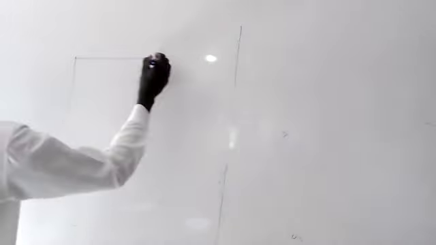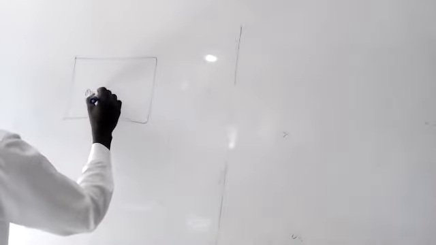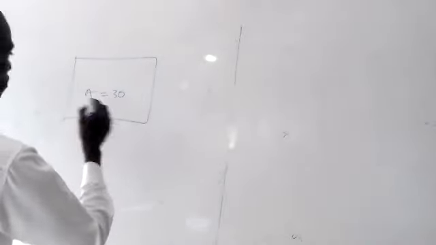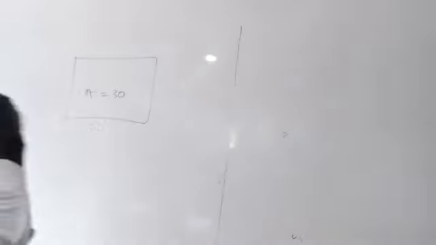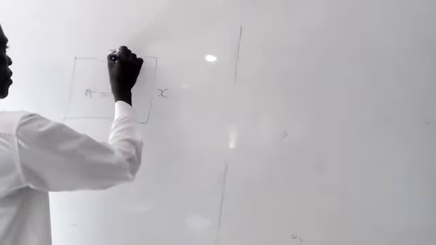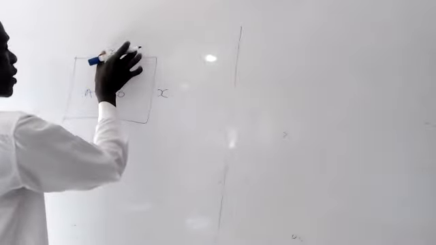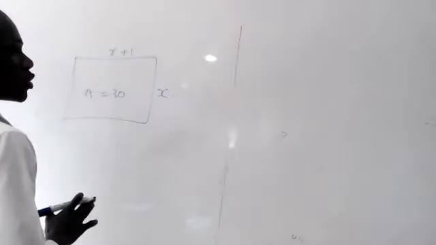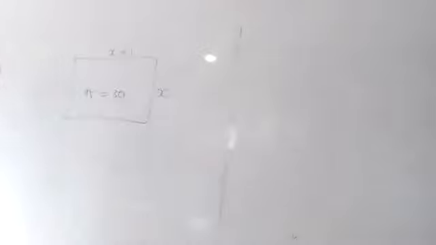A rectangular bedroom is 1 meter longer than it is wide. It has an area of 30 meters square. Find the dimensions of the bedroom. So area is 30. Let the width be x. So the length will be x plus 1. You've been told that the length is 1 meter longer than the width.